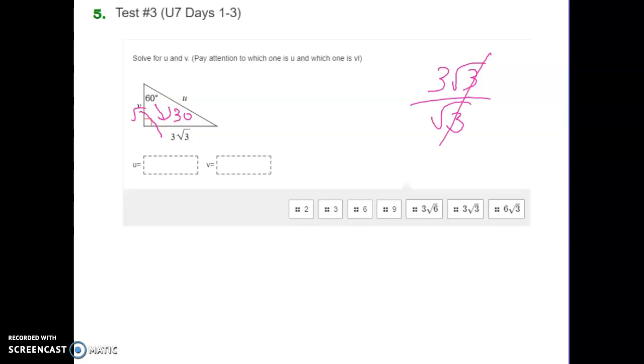So we get the short side, which is y, or sorry, it's a v. In this case it is 3, and then to take the short side and multiply it times 2, you get the hypotenuse. So that's going to be 6.